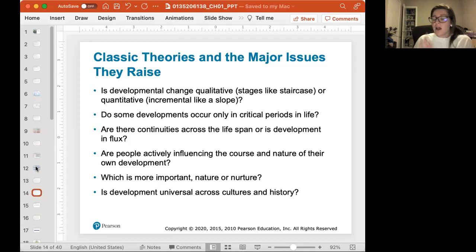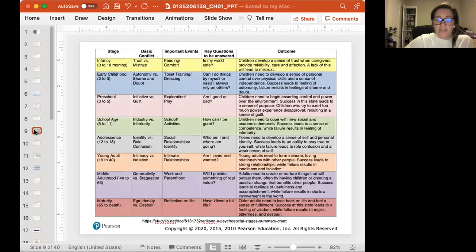Something to think about. Oh, and just backing up a little bit, I just thought of something else I want to say about the psychosocial stages. This just came to mind. I've not read this anywhere, but it's something interesting to think about.